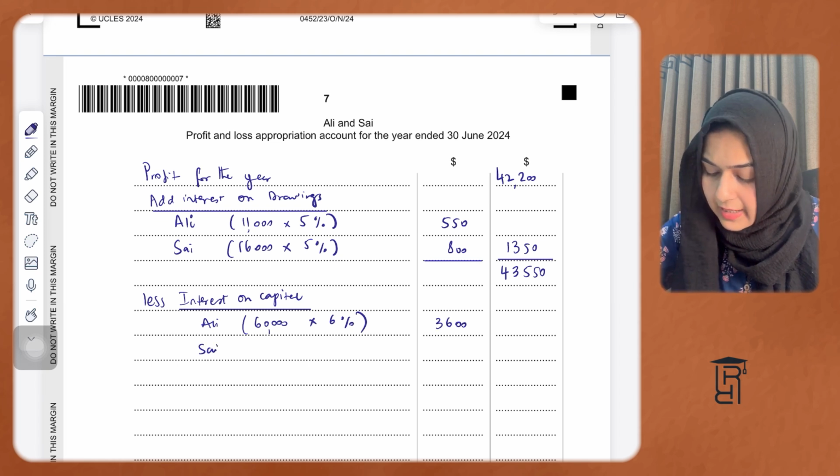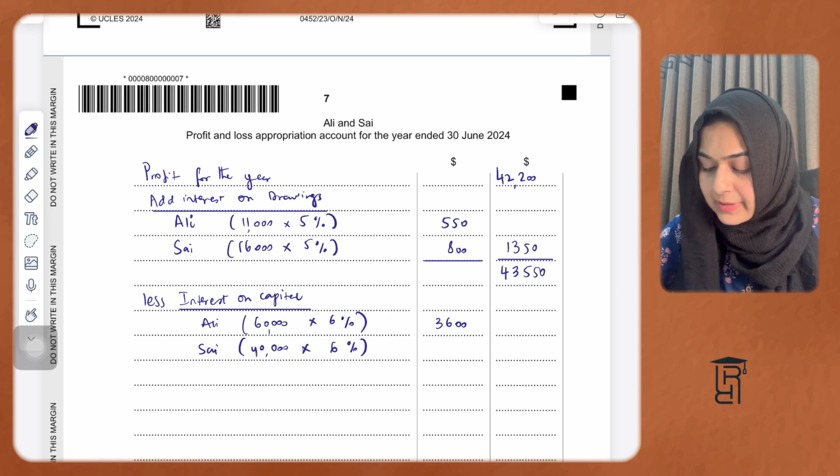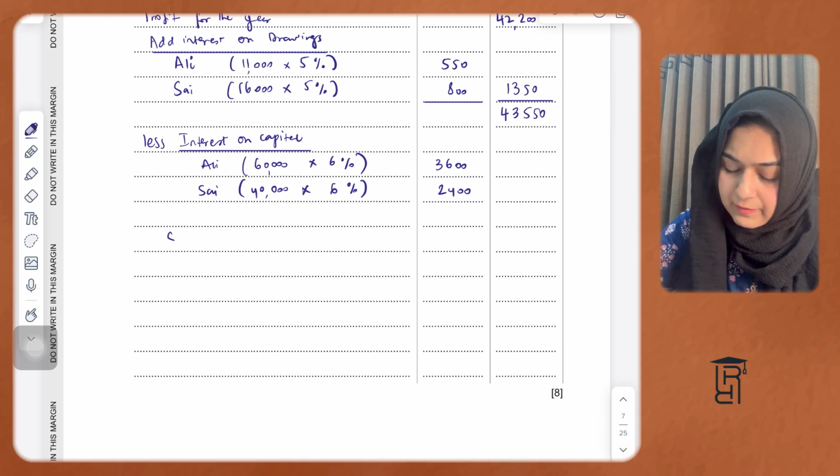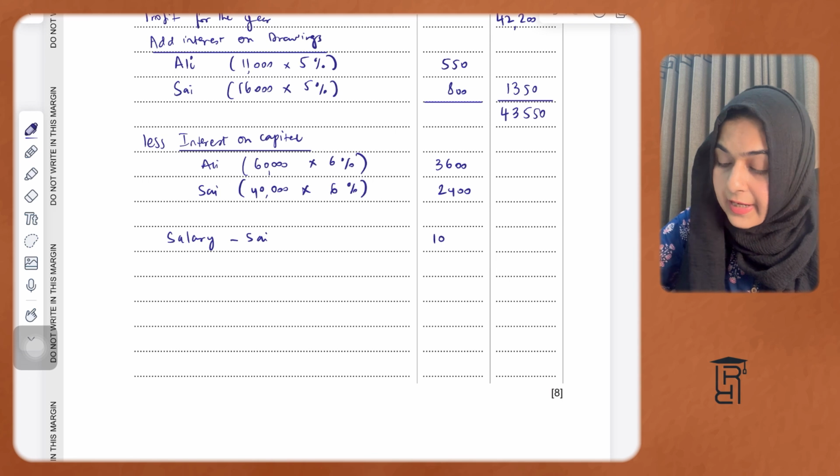And for Sai, I will repeat the same calculation, but the capital amount is different for Sai. 40,000 multiplied by 6% will give me 2,400. And then I'm supposed to give a salary to Sai. So I'll write here salary, dash Sai, 10,050. This salary will be given to Sai.